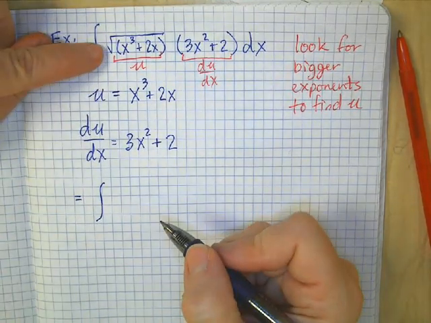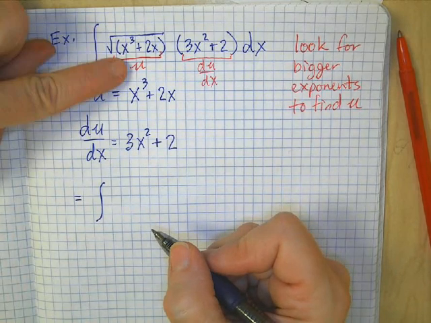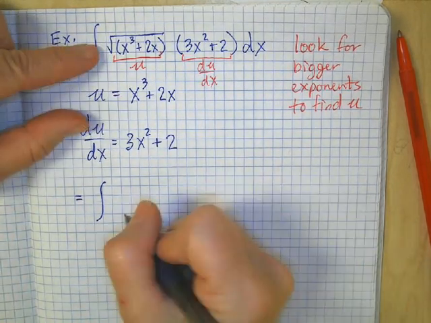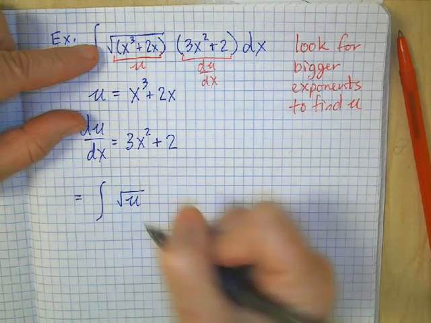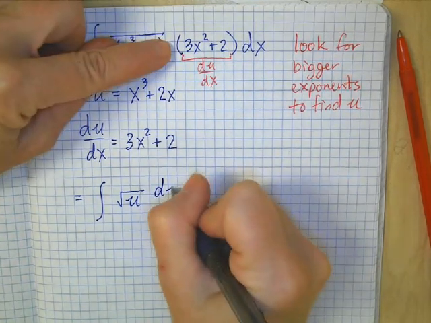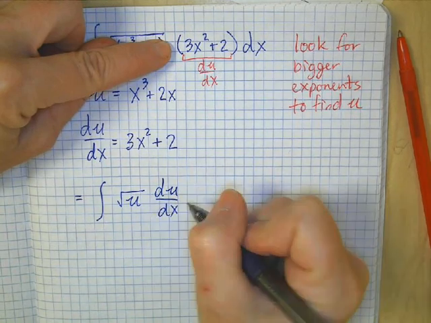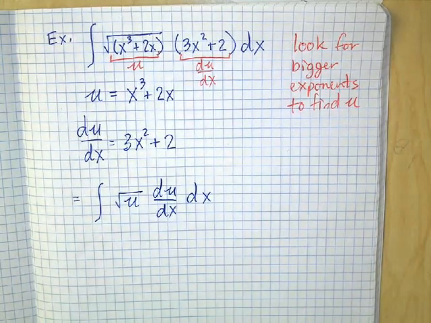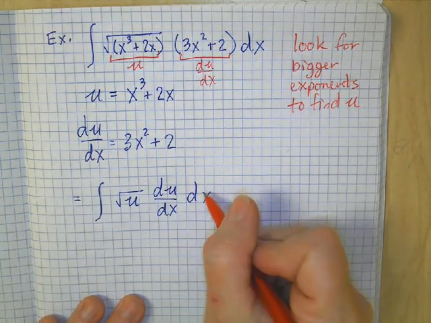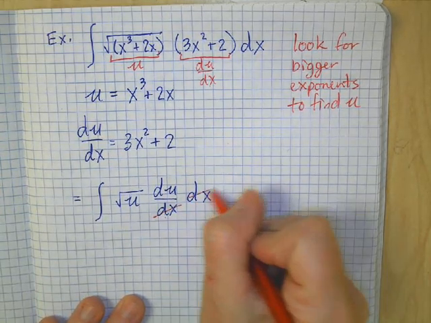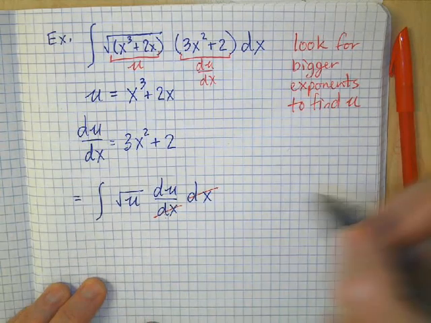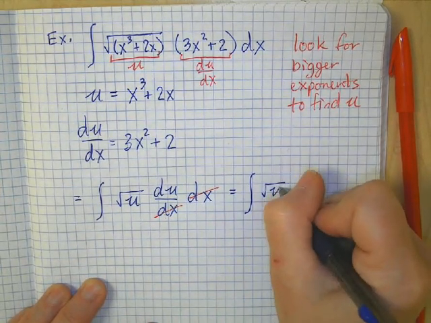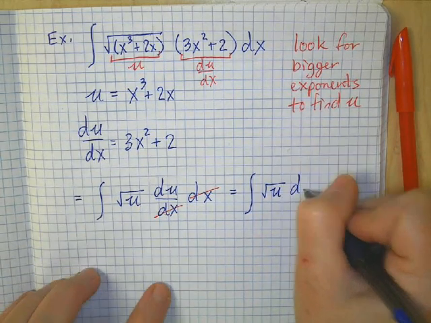So this would be the square root of u, because notice my u is just the x cubed plus 2x. So it's going to be the square root of u. This part is du dx times the original dx. Okay, and then notice what I have here. The dx's are going to cancel out. Dx on the top, dx on the bottom. So I'm left with the integral of the square root of u du. Now I can integrate it.